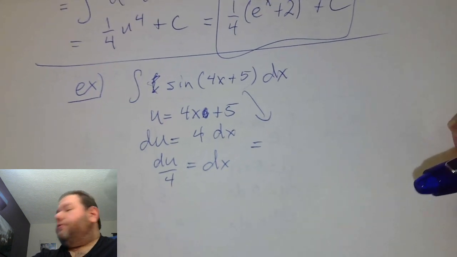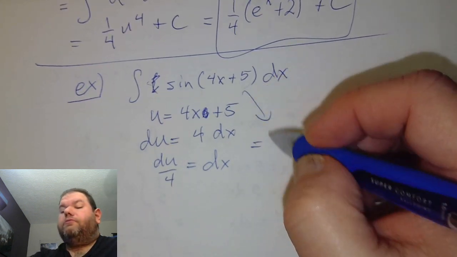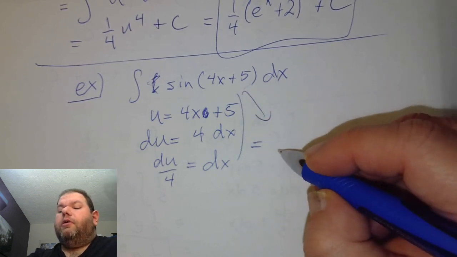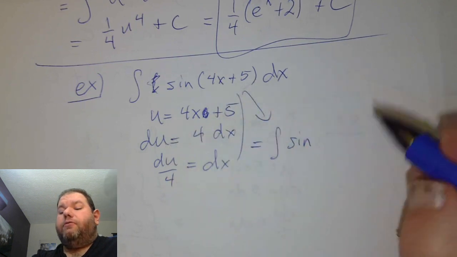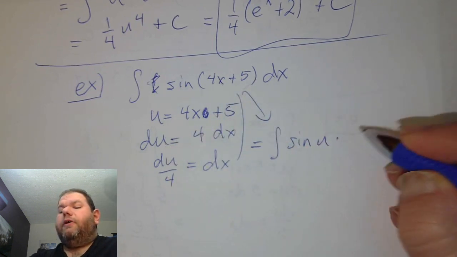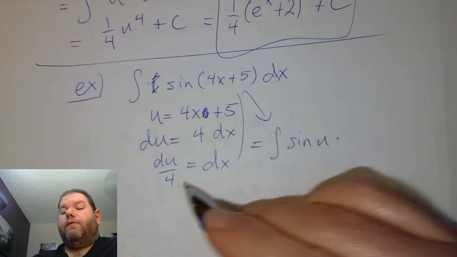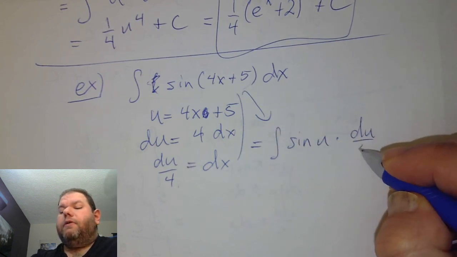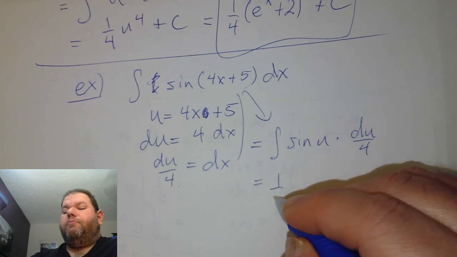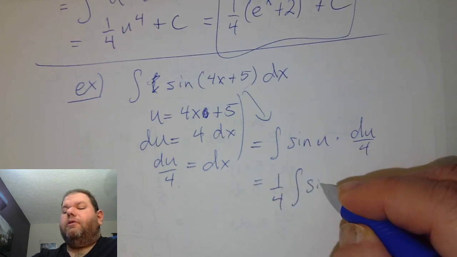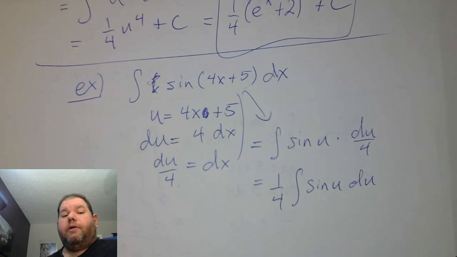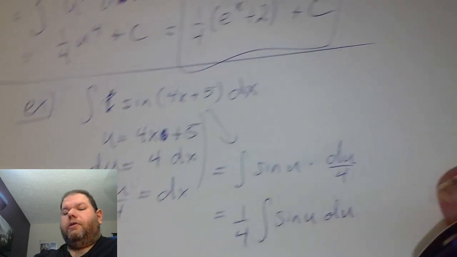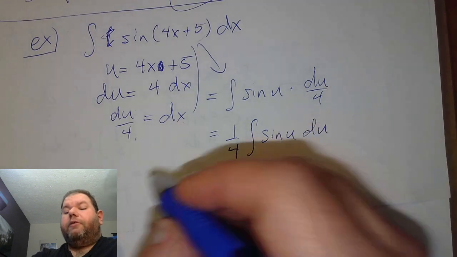So, looking at our integral, we end up with the integral of sine of 4x plus 5, that's u, times dx, which is now du over 4. It's really the same principle that we saw in the earlier problems. Okay, well, we know we can complete the integration there.